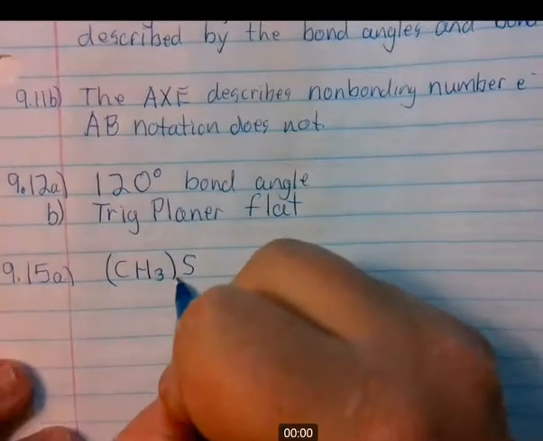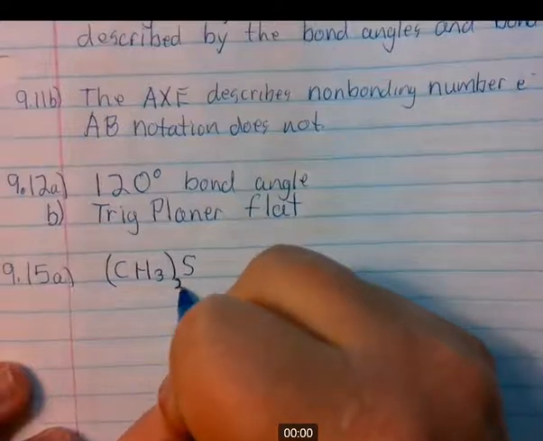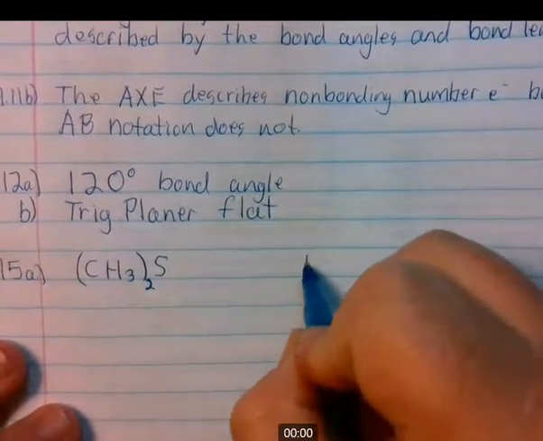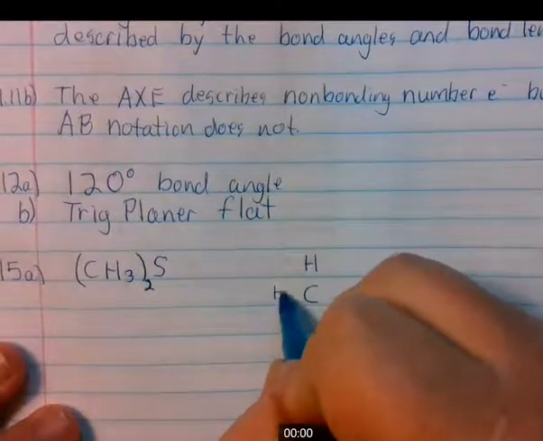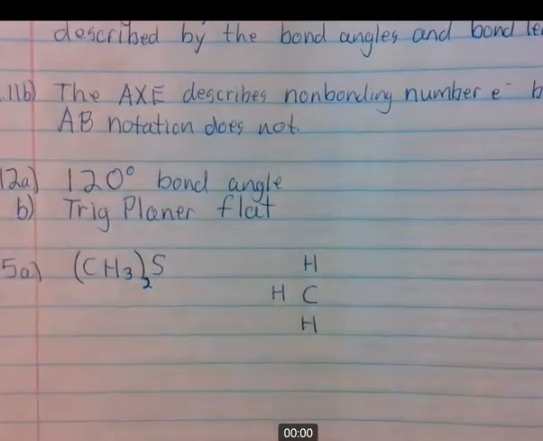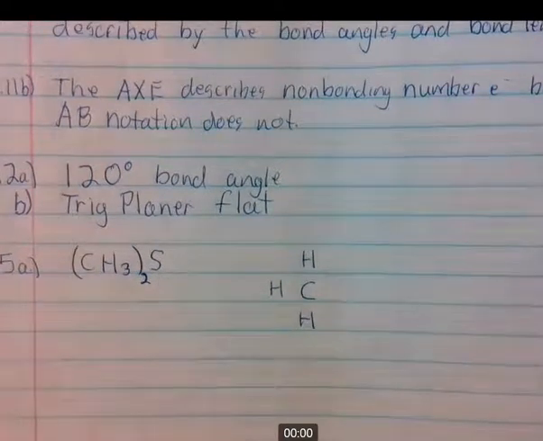That should be CH3 2. That's very important, the 2 there. It means you got two of these. So let's draw one. So it's going to look like CH, H, H. But it says we have two of them. And we see we have this sulfur stuck in there somewhere. It's kind of an oddball.